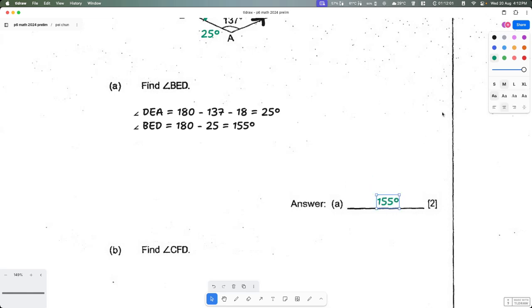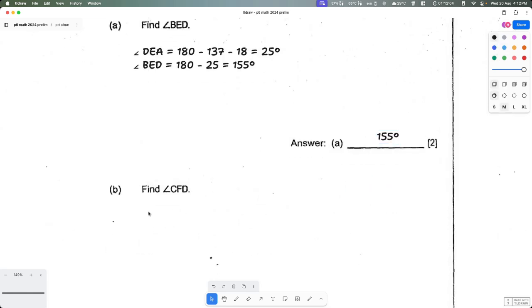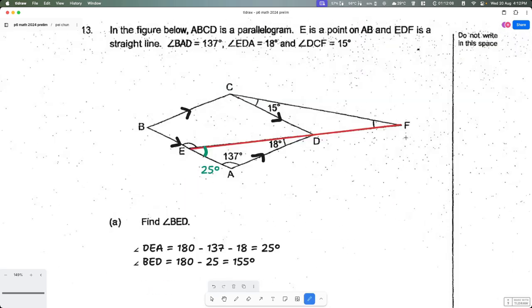All right, let's move on to part B, find CFD. Okay, so where's CFD? CFD is this thing over here. Let me just make it into a red one so we know what this is. All right, so how do we get this? So we know that we have a straight line over here, and I want to write here 155 degrees. So if we can get this angle, let me put it in blue, then we can minus 15, right? Minus 15, we get this. And then if we can get this angle, then we can get the blue angle. So let's get this purple angle.